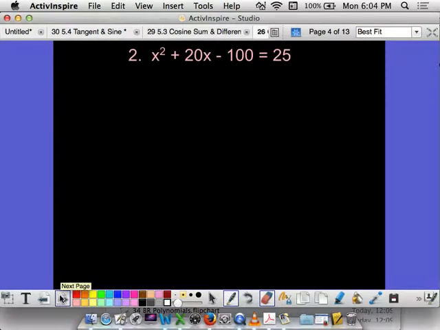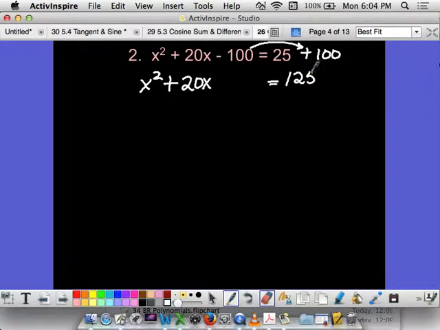Number 2, the first step. The first step is to move c to the other side. Ax squared plus bx, this comes over and becomes a positive 100. Negative on the left means positive on the right. So then we set up x squared plus 20x, scoot down, skip a space, is equal to, and I'm going to go ahead and add that together to 125. The third step is always add half of b squared. Always add half of 20, which is 10, squared to both sides. Do not forget that that is to both sides.